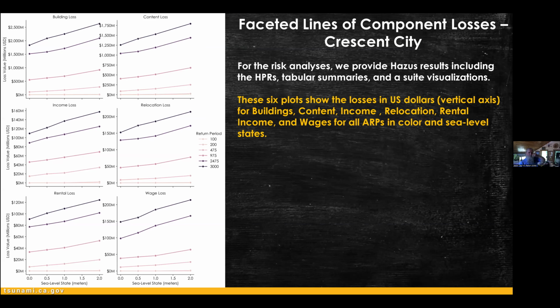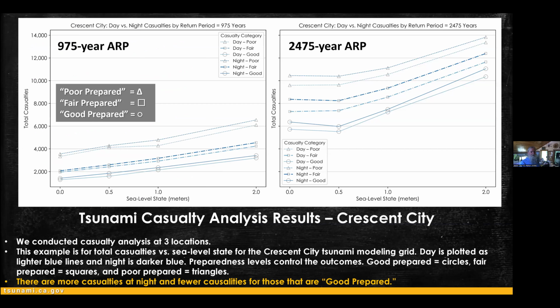These 6 plots show the standard HAZUS losses in US dollars for all ARPs and sea level states, and this is for Crescent City. I'm just showing these plots to show you what we did. There's not really time to consume them completely. These plots show total casualties versus sea level state for the Crescent City area. Day is plotted as lighter blue and night is plotted as darker blue, and preparedness level controls the outcomes. There are more casualties at night and fewer casualties for those that are well prepared.